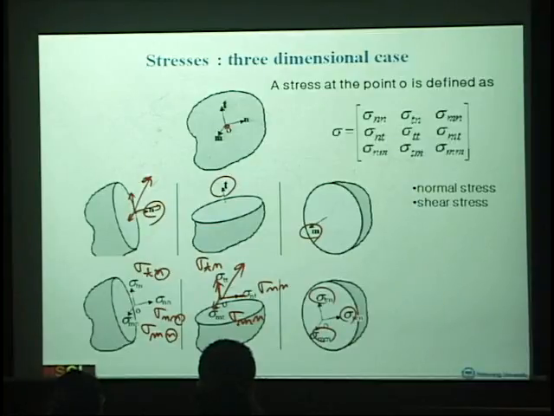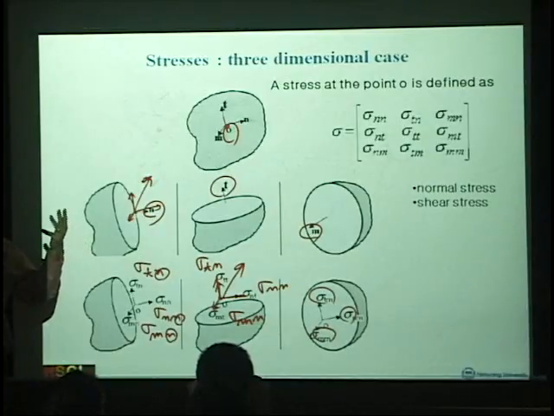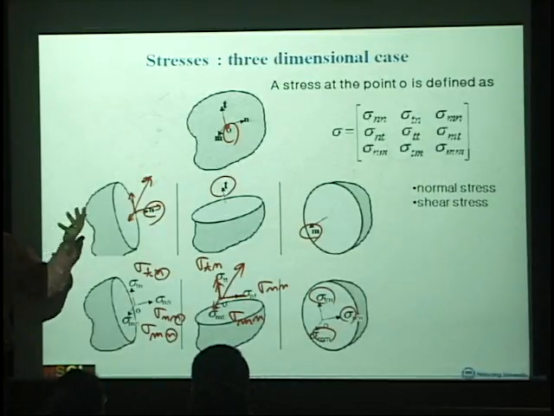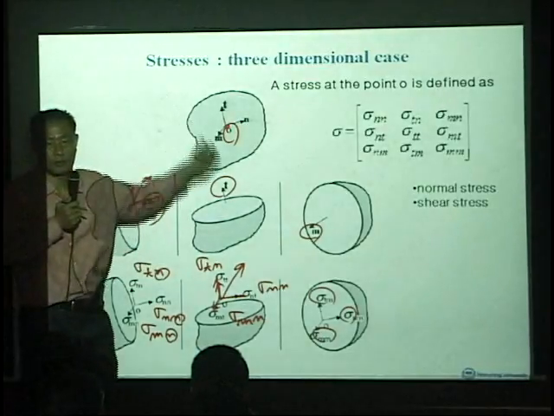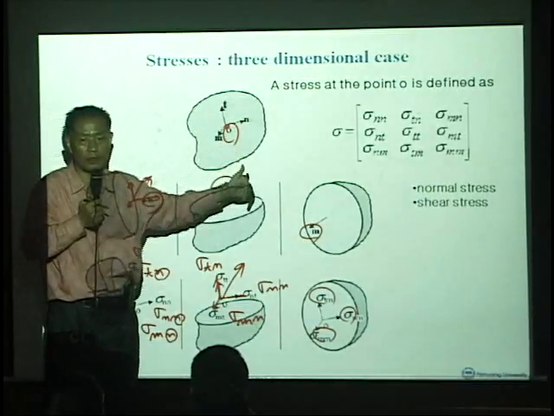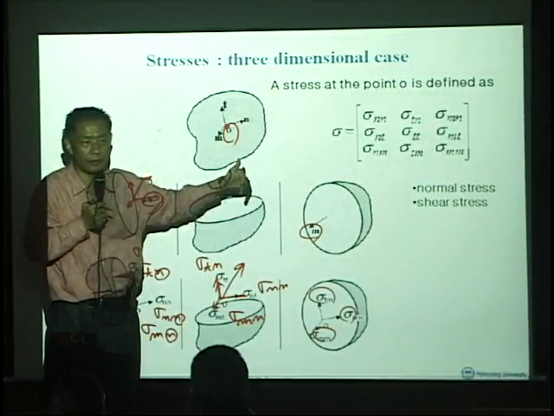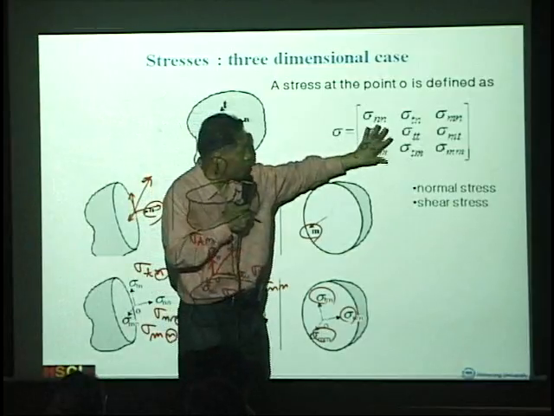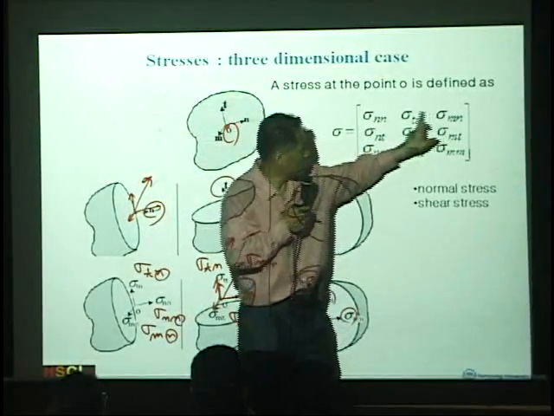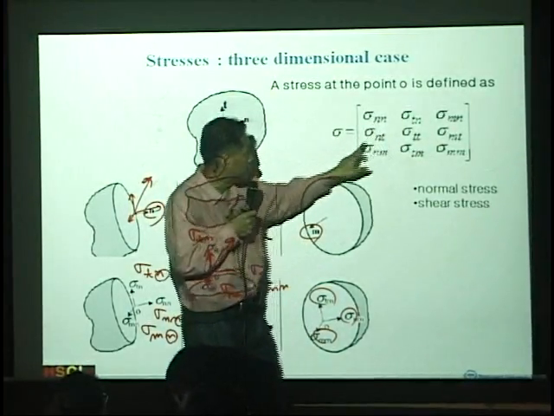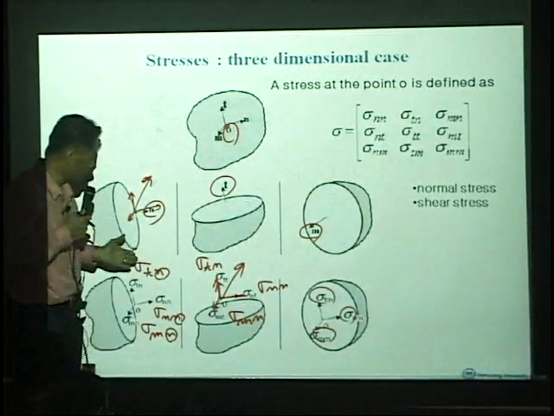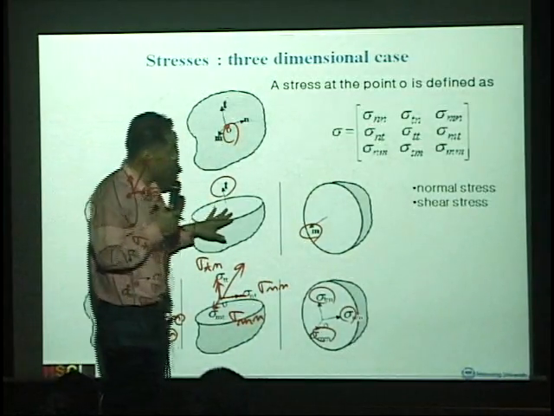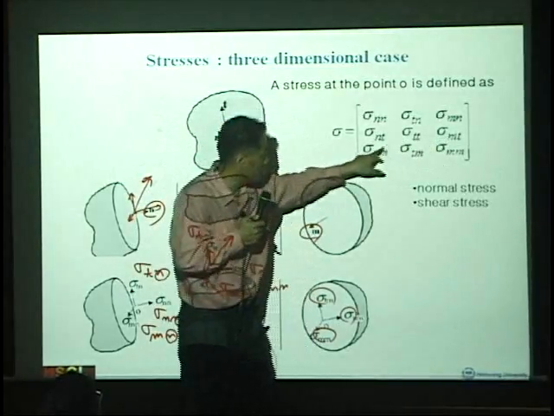So again, at this point O, we have noticed that we could have 9 components of internal forces depending on how we cut. Okay, how we cut. So as you can see here, we have 9 components. 1, 2, 3, for these cross sections. And here, again, 1, 2, 3, and 1, 2, 3.